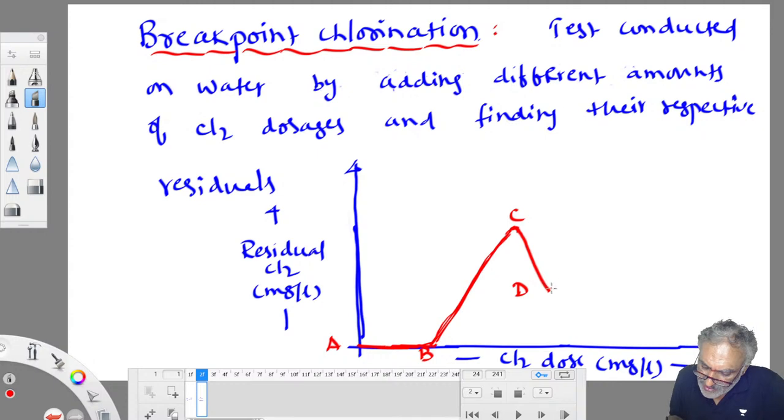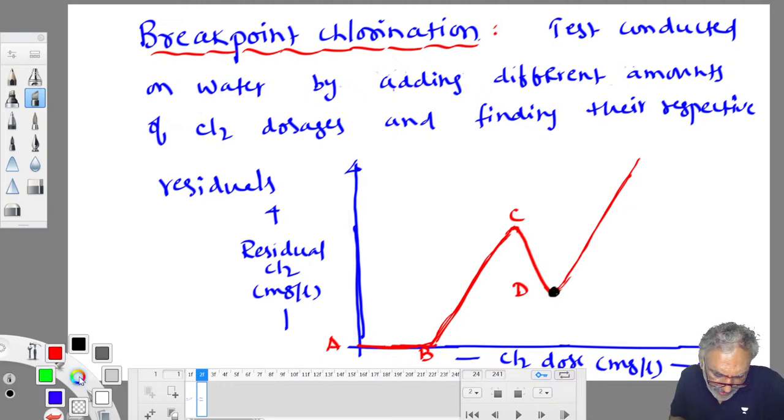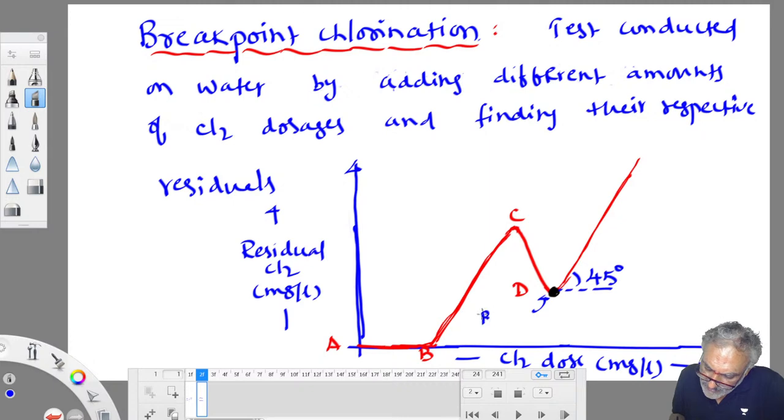After that, there is no more chlorine demand, then the curve starts rising exactly 45 degrees. The point from which the curve rises 45 degrees is called break point. The dose against this point is called break point dose, the chlorine dose at break point.